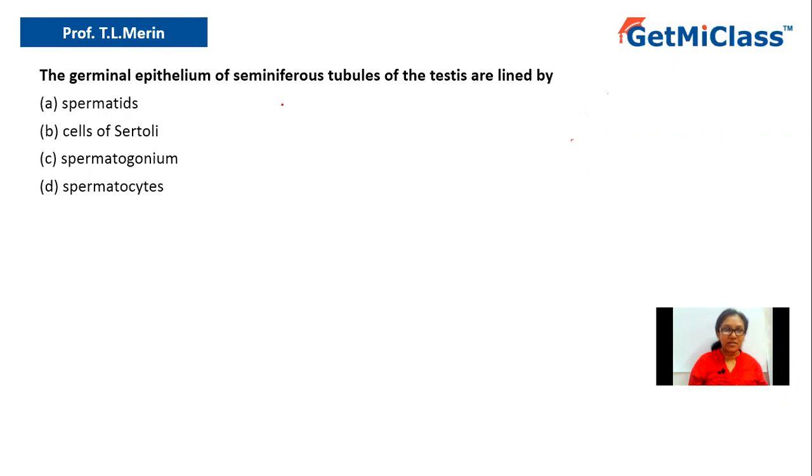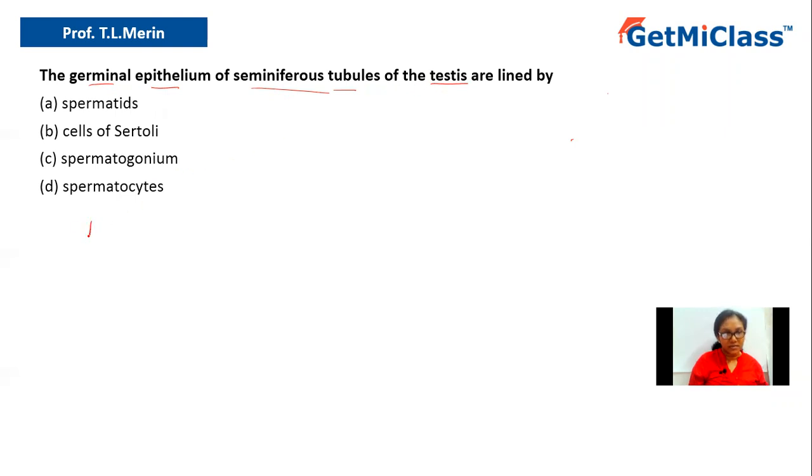Today we are going to solve this question which says the germinal epithelium of seminiferous tubules of the testis are lined by. Options are spermatids, cells of Sertoli, option C is spermatogonium, option D is spermatocytes. So let us understand the question. It says the germinal epithelium of seminiferous tubules of testis are lined by. So we have to look at these important terminologies, that is germinal epithelium of seminiferous tubules of testis.